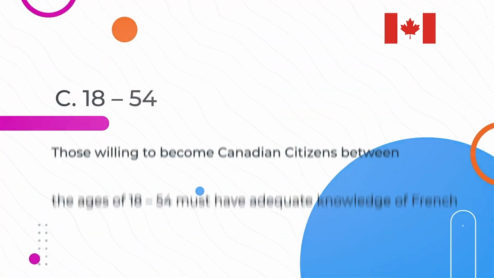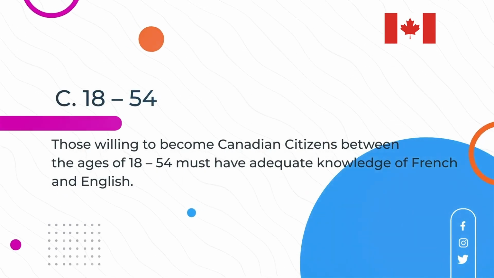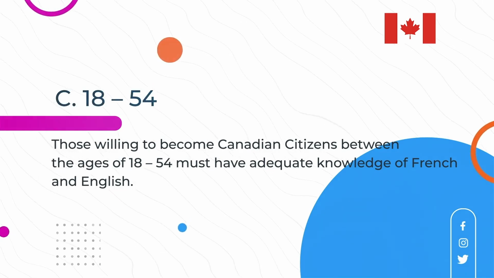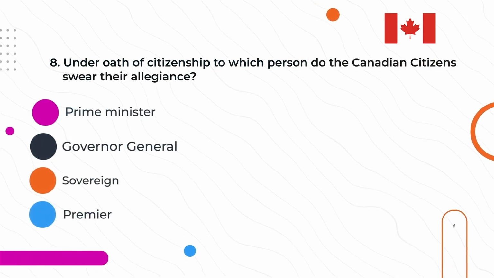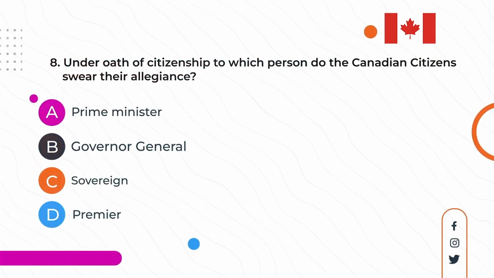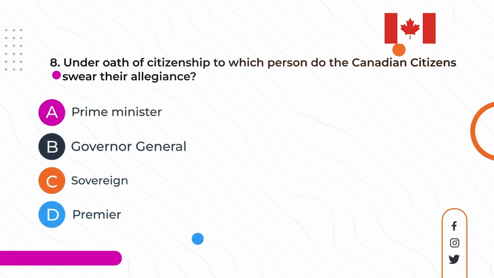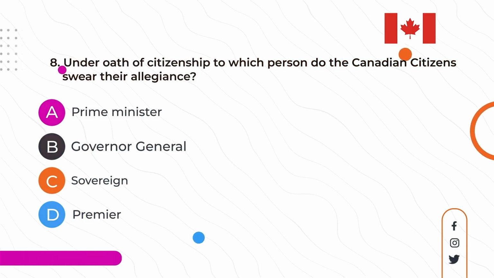Answer. C. 18 to 54. Those willing to become Canadian citizens between the ages of 18 and 54 must have adequate knowledge of French and English. Number 8. Under oath of citizenship, to which person do the Canadian citizens swear their allegiance? A. Prime Minister. B. Governor General. C. Sovereign. D. Premier.